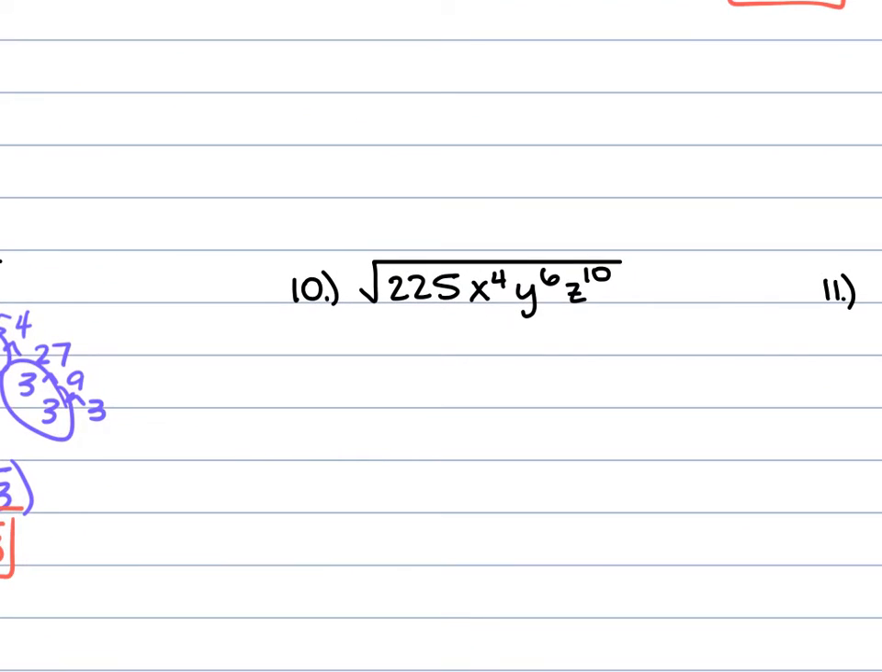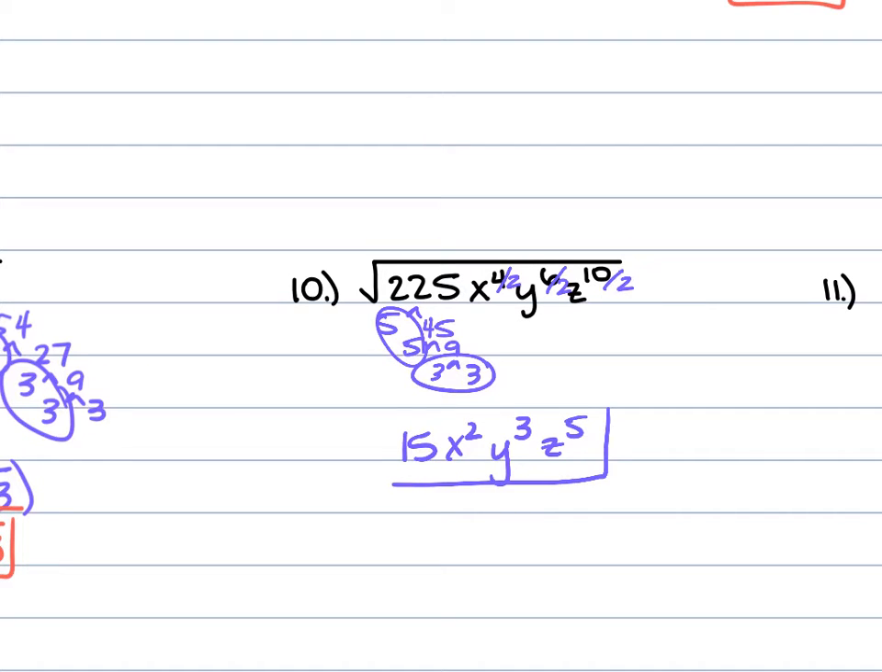For 10, we have the square root of 225, x to the 4th, y to the 6th, z to the 10th. So the 225 is 5 and 45. The 45 is 5 and 9. The 9 is 3 and 3. So 5 times 3 is 15. We're going to divide that 4 by 2 to get x squared. The 6 divides by 2 to get y to the 3rd. And the 10 divides by 2 to get z to the 5th. So 15x squared y cubed z to the 5th.